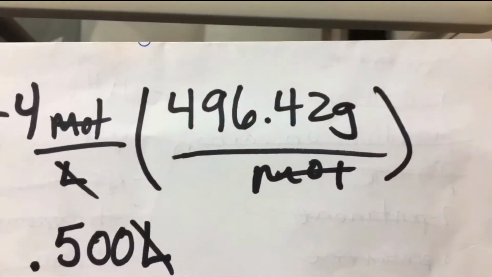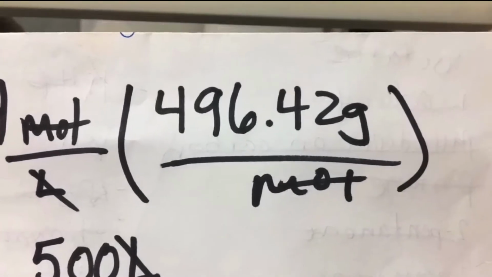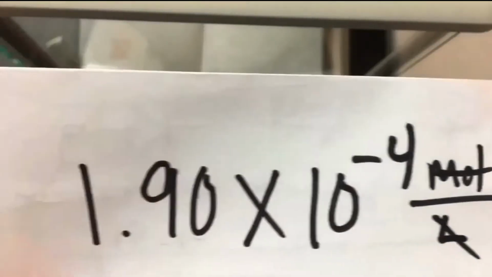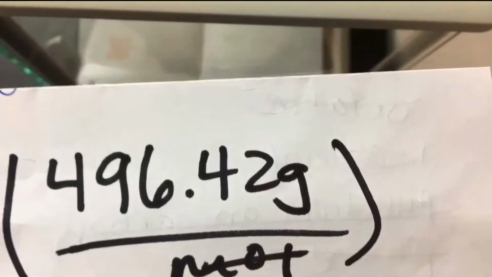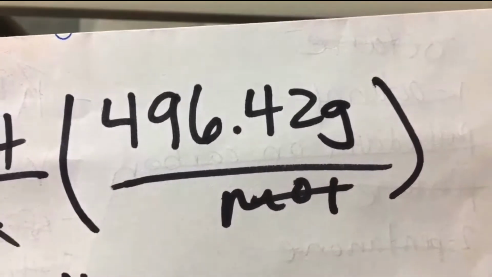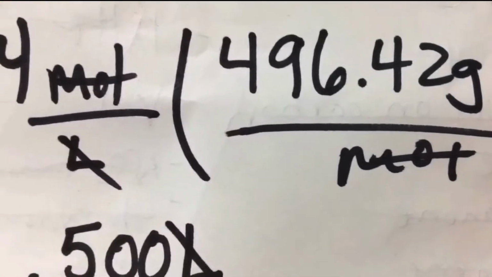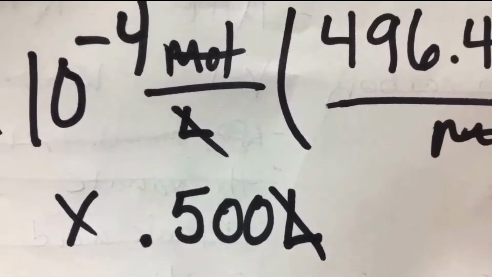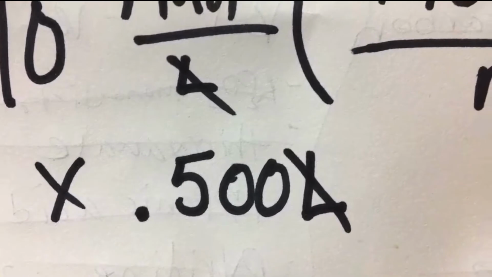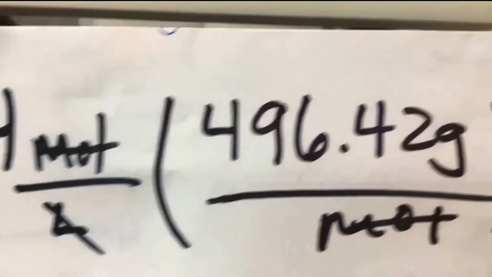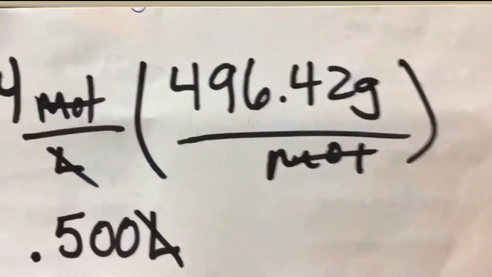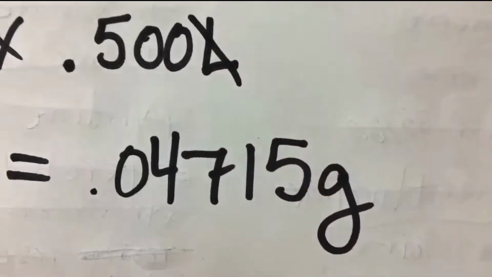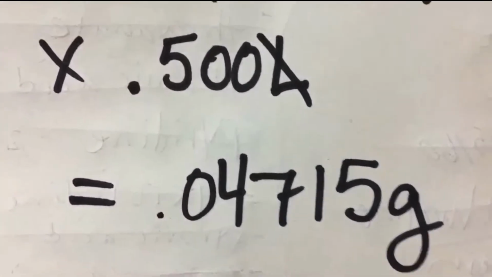It states in there that the molecular weight of Allura Red is 496.42 grams per mole. So you'll multiply your molarity by the molecular weight, and then this is for a 500 milliliter solution, so that equals half a liter. As you'll see here, the moles cancel out and the liters cancel out, leaving us with grams. You should get a number that is around this one.